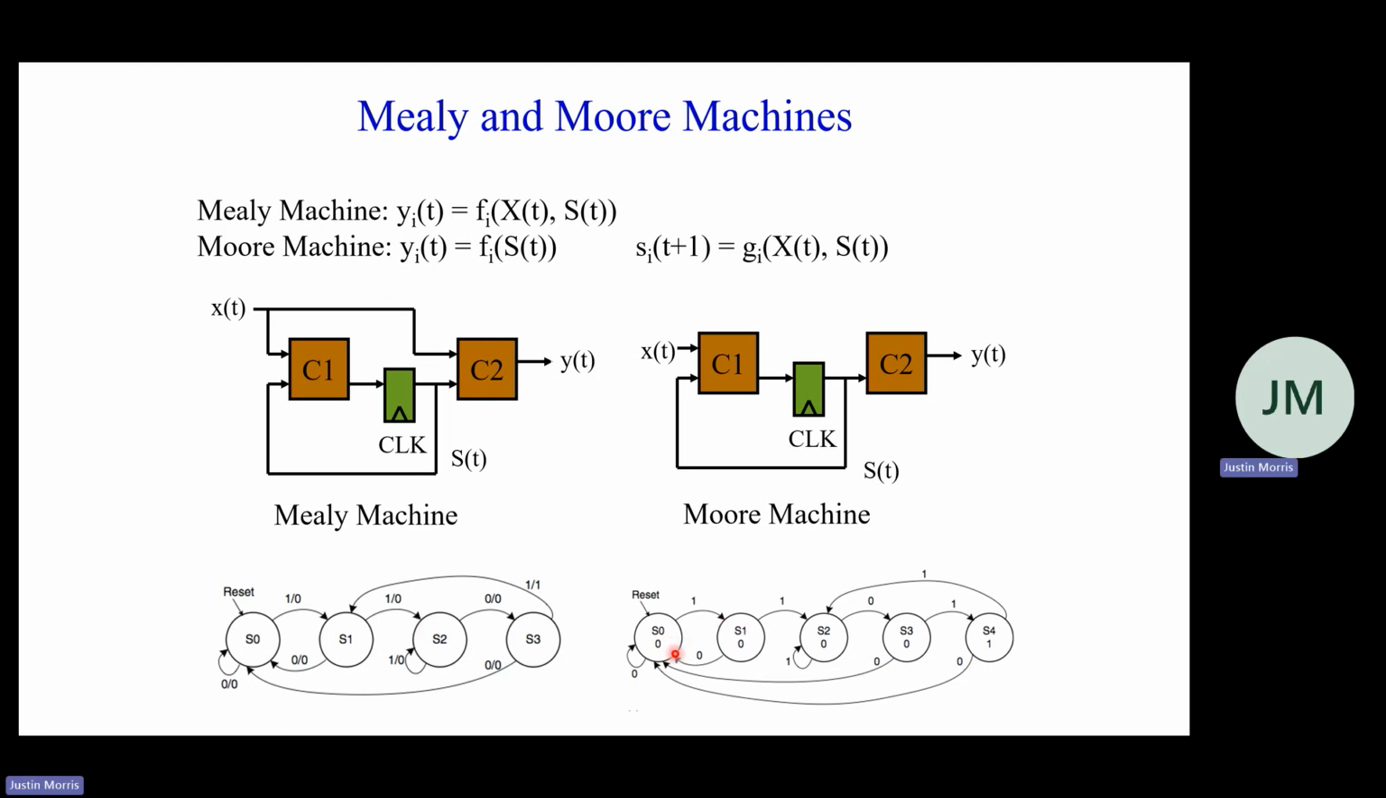But then if we go over here, where we'll find the outputs for the Moore machine is in the state itself. So if I'm in state 0, output is 0, always. If I'm in state 1, output is 0. If I'm in state 2, output is 0. State 3, output is 0. State 4, output is 1. So we can see that it only depends on the current state. And then what goes on the transition is just what is the input that triggers that transition. So if I'm in state 0, if I get a 1, I go to state 1. If I get a 0, I stay in state 0.